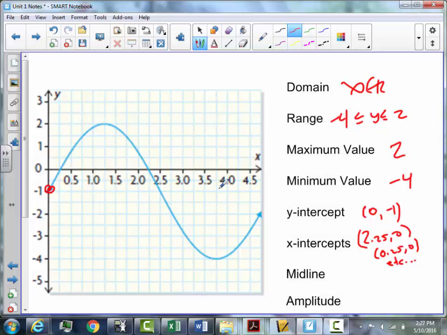So, okay, let's do the next ones. Midline. To find midline, we need to figure out where the halfway point of the graph is. And I'm pretty sure it's at -1. The way you can figure that out is take 2 and -4, add them together. Gives you -2. Cut that in half.